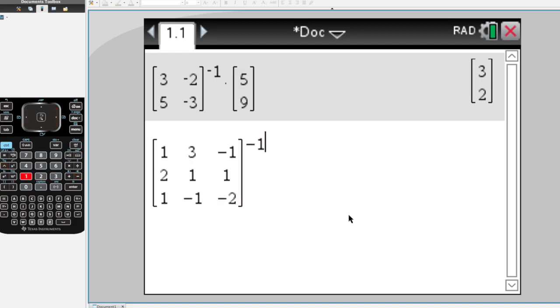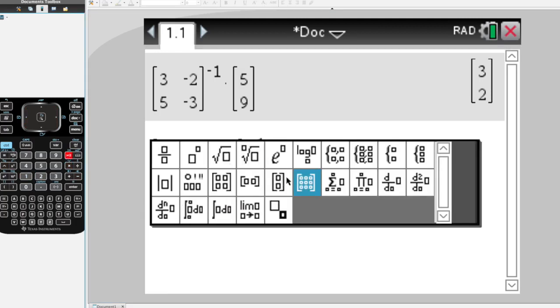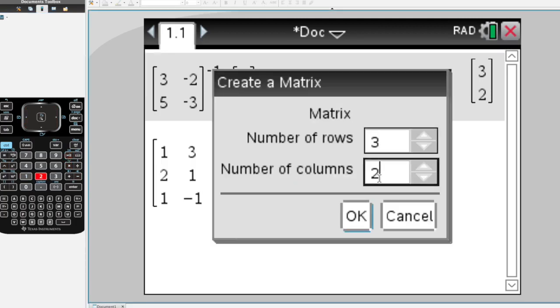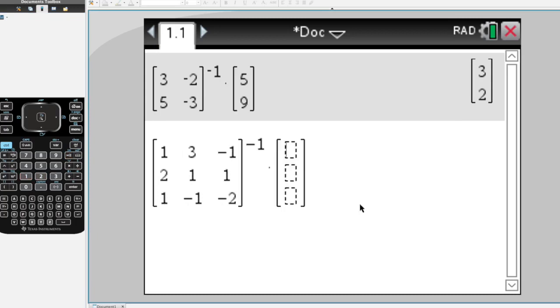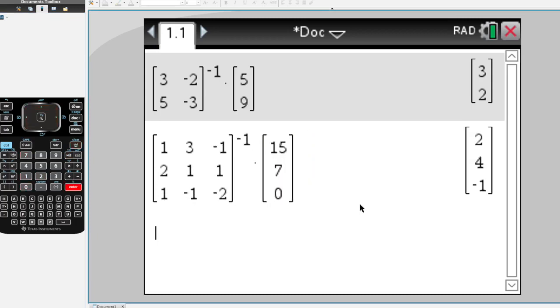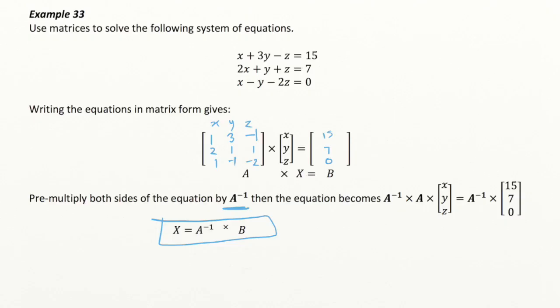And that'll be to the power of negative 1. Once again, don't forget that inverse. And we're multiplying it by a 3 by 1 this time. So 3 rows, 1 column. And there you have it. Those are our answers, 2, 4, and negative 1.